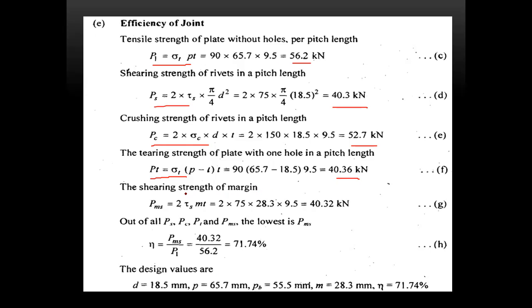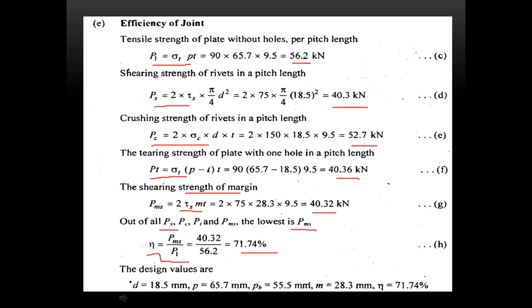The shearing strength of the margin PMS is equal to 2 into tau s into M T. That is 40.32. Out of all these, PS, PC, PT and PMS, the lowest is PMS. This one, this one, this one, and this one. Therefore, the efficiency is equal to PMS by P1, that is equal to 71.74 percent.